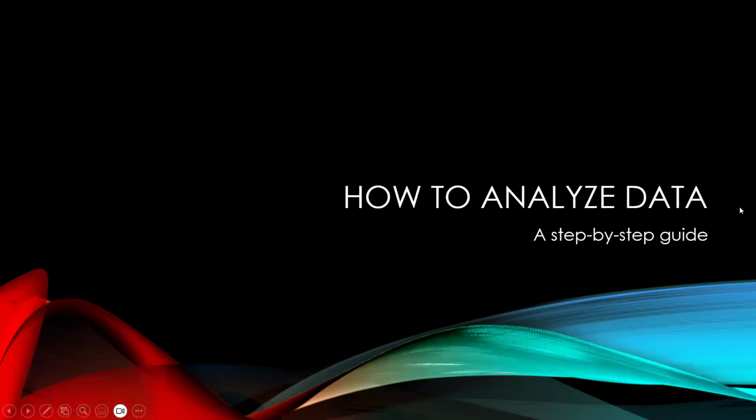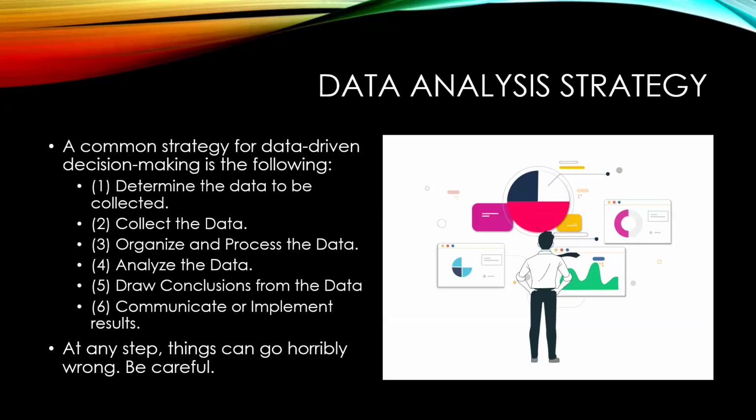And so, how to analyze data, a step-by-step guide. A common strategy for data-driven decision-making is the following. Step 1, determine the data to be collected. Step 2, collect the data. Step 3, organize and process the data. Step 4, analyze the data. Step 5, draw conclusions from the data. And step 6, communicate or implement results.